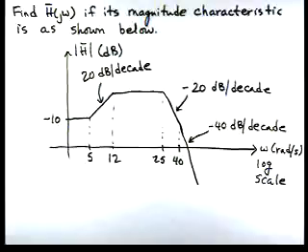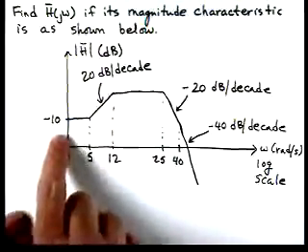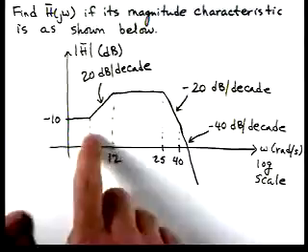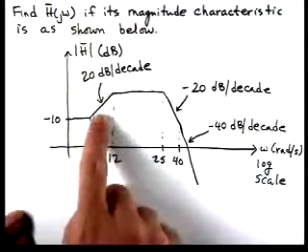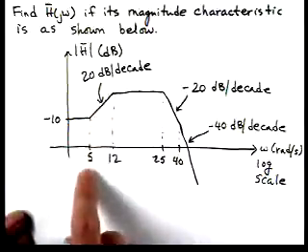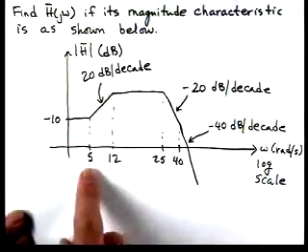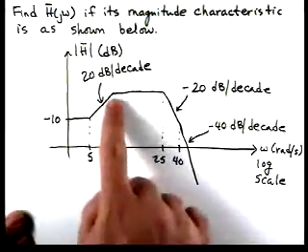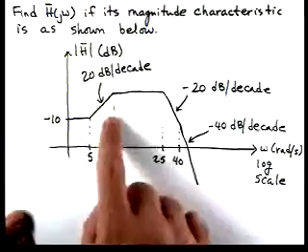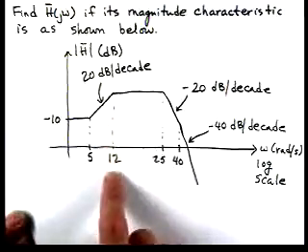In this problem, we're asked to find H of j omega if its magnitude characteristic is as shown below. So if we look, we start off at minus 10 dB, and when we get to omega equal 5, the curve turns up at 20 dB per decade, which must indicate the presence of a simple zero at omega equal 5. Then at omega equal 12, the slope becomes 0, so we must have a pole at omega equal 12.